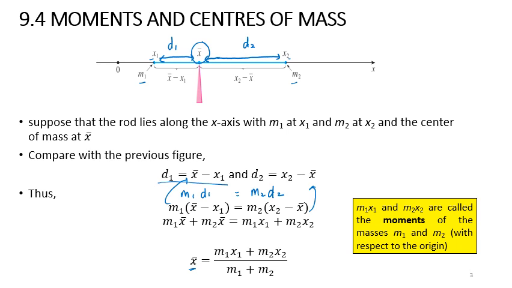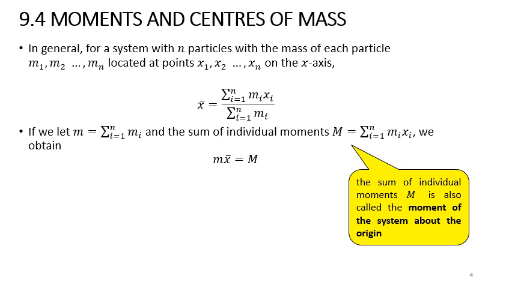Here m1 x1 and m2 x2 are called the moments of the masses m1 and m2 with respect to the origin. So our origin is here. The origin is where we start to measure the distance. Previously you were given only two particles, m1 and m2, located at x1 and x2.